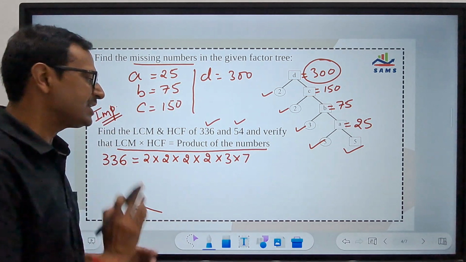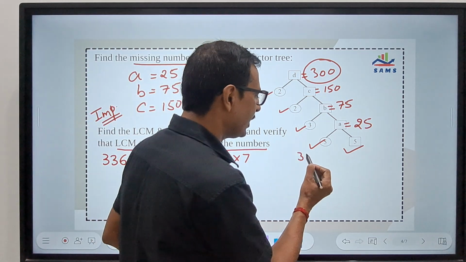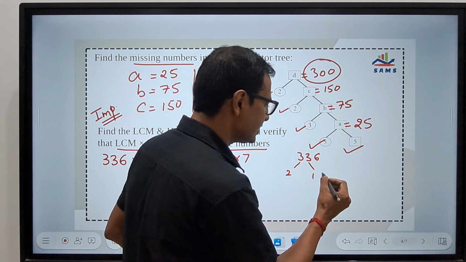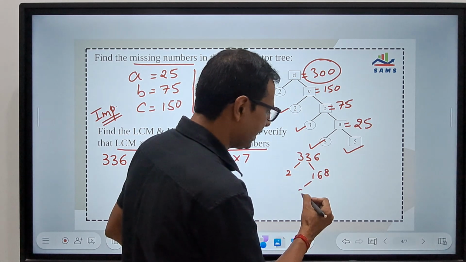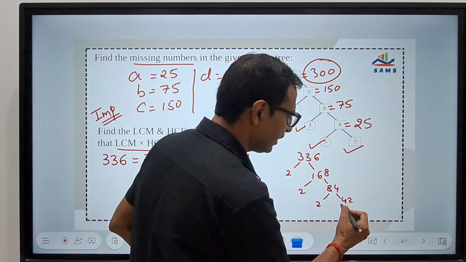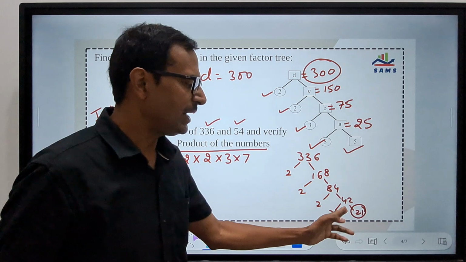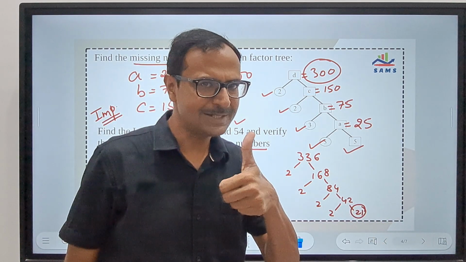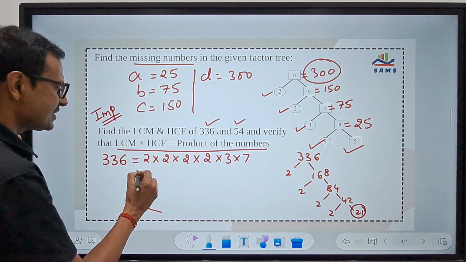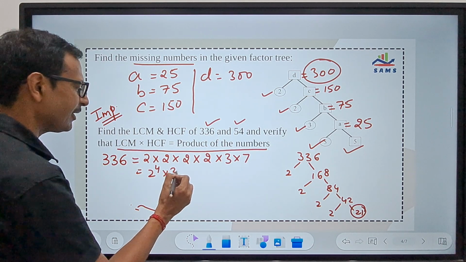So I found these factors orally because I can do it orally, but if you can't do it, you can do it like this. 336 divisible by 2 gives you 168. Divisible by 2 gives you 84. Divisible by 2 gives you 42. Divisible by 2 gives you 21. And likewise you can continue and write 3 and 7 also. Right? So here this can be written as 2 raised to power 4, 3 raised to power 1 and 7.